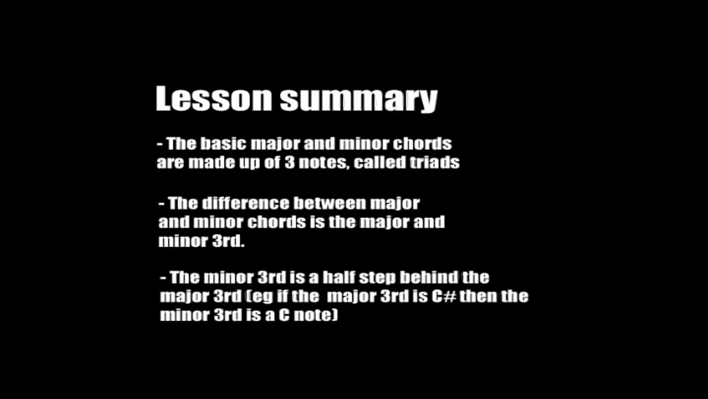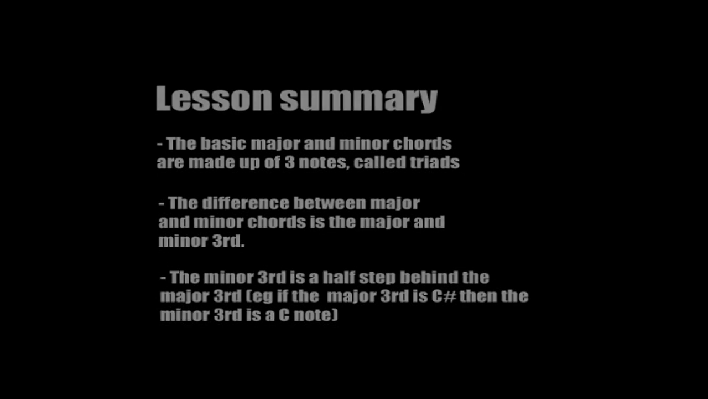Okay, so let's recap on what we've learnt in this lesson. The basic major and minor chords are what are known as triads, and they have 3 notes. The difference between a major and a minor chord is the major and minor third. The minor third is a half step behind the major third, so if the major third was a C sharp, for instance, then a minor third would be a C note.